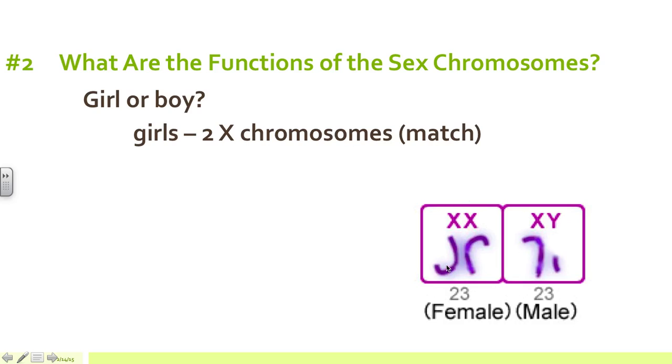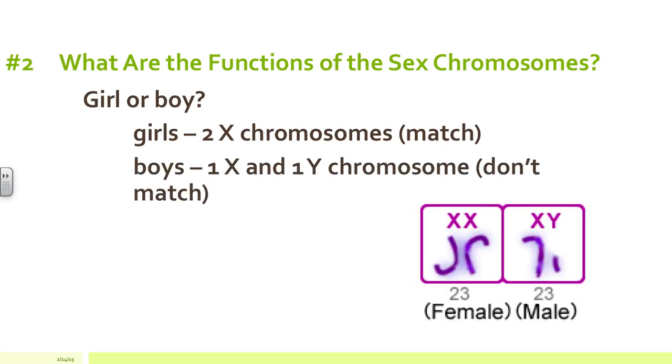So girls, if you're a girl, you're going to get 2 X chromosomes and they match. In other words, whatever gene is right here that controls some trait, that same gene for that same trait would be right here. These are just flipped from each other. So that's the obvious difference.